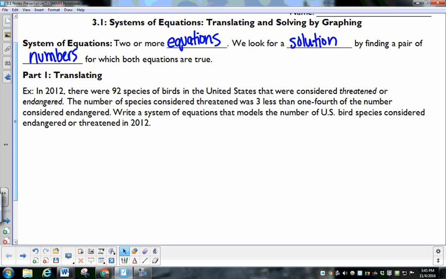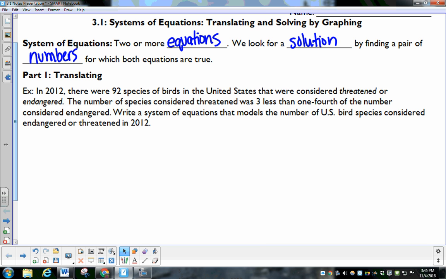So this first problem says in 2012, there were 92 species of birds in the United States that were considered threatened or endangered. Threatened just means they're not quite endangered yet. The number of species considered threatened was 3 less than 1/4 of the number considered endangered. We need to write a system of equations that models the number of U.S. bird species considered endangered or threatened in 2012.